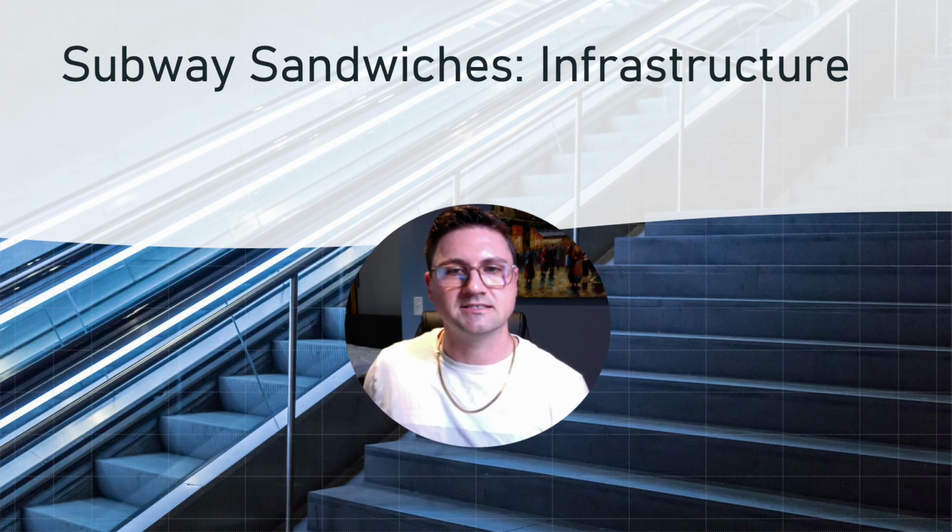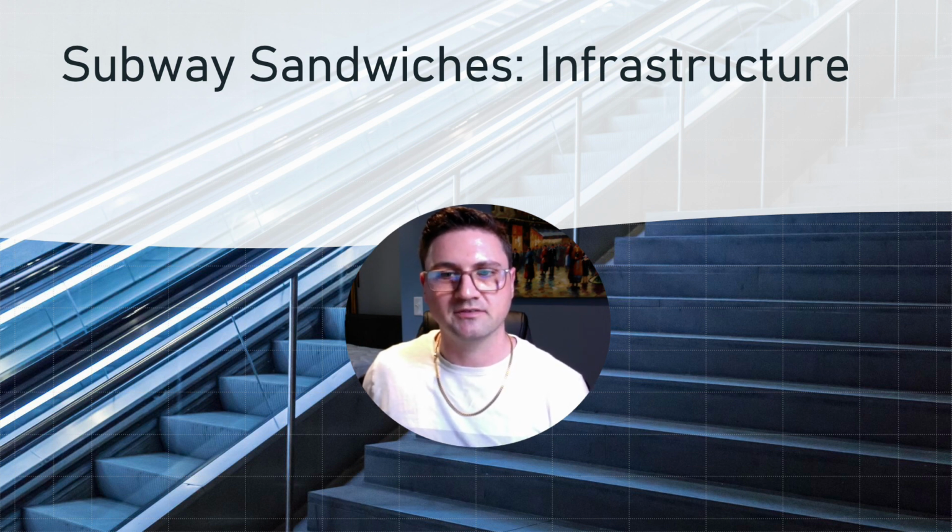Let's go ahead and dive into infrastructure. Infrastructure includes company overhead and management, including financing and planning. As I've previously mentioned in my previous analysis, Subway is a franchise with over 36,000 locations globally and is also one of the cheapest restaurants to own.